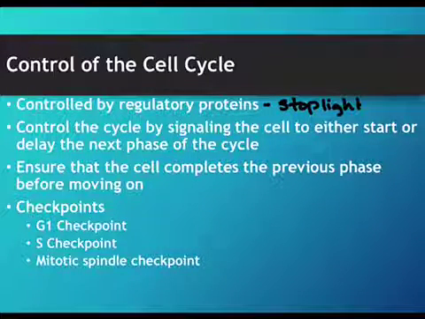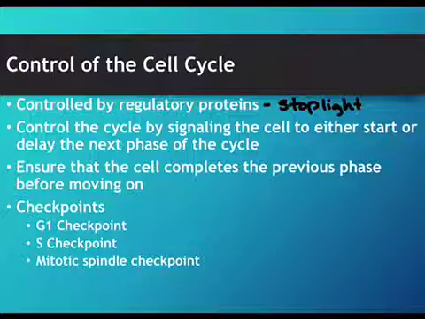So either green light, go ahead, move on to the next phase. Maybe a yellow light, no, you better go back and fix some things. Or a red light as in, nope, abort mission, don't continue. And so these regulatory proteins make sure that the cell completes the previous phase. And not just complete it, but complete it correctly.